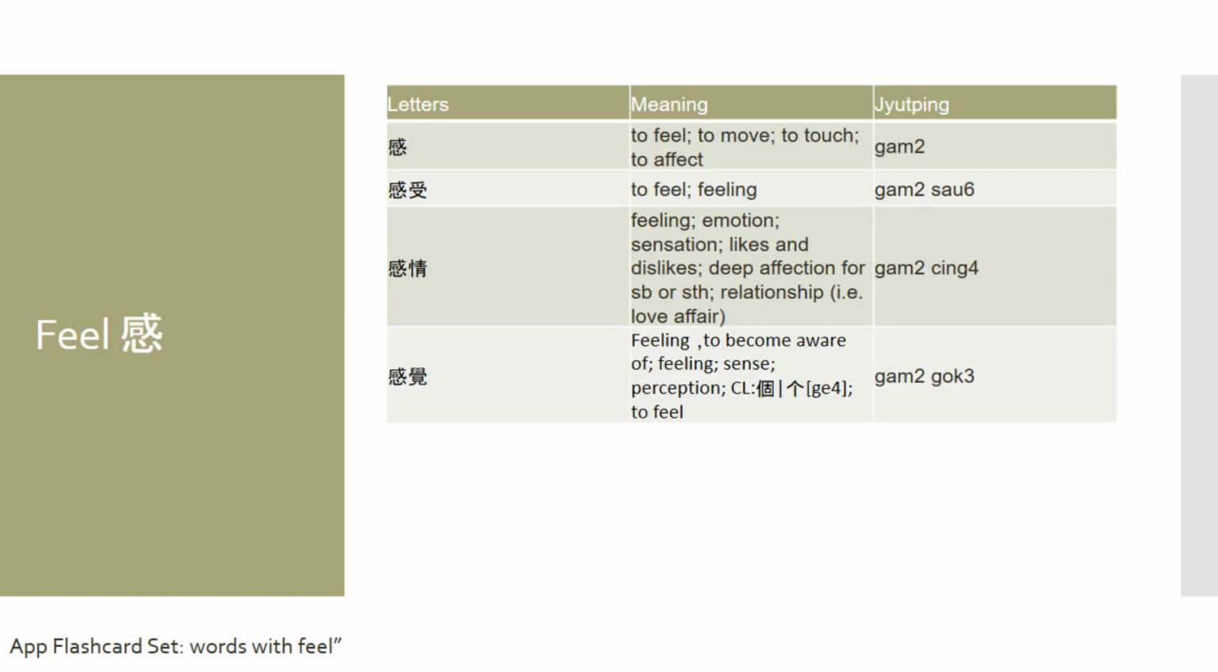The third Chinese character that I want to talk about is the Chinese character that represents feel. And in Cantonese, this Chinese character is pronounced gam. And feeling, or to feel, in Cantonese is pronounced gam sao. Now if you want to say feeling or emotion or sensation or deep affection or relationship in Cantonese, then you will say 感情.